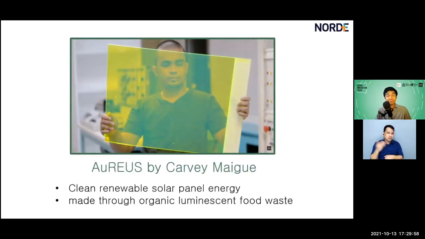Next one, for those of you who are designers who participate in James Dyson competitions, which I'm sure there are many, you may be familiar with this, the Aureus by Carvey Maige. So this was actually a Filipino invention that won the award. And the idea is that using organic luminescent food waste, they created a panel that is efficient at absorbing solar energy. But instead of using materials like plastics and synthetic materials, using luminescent food waste, they were able to create these kind of panels.